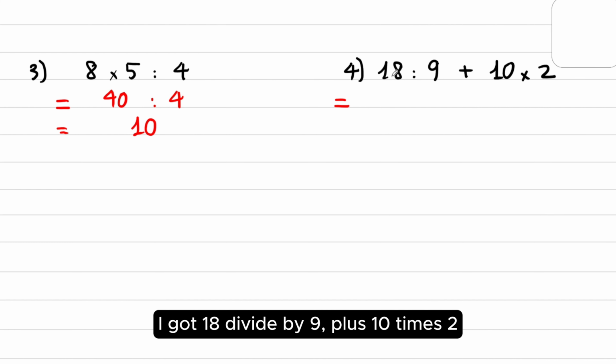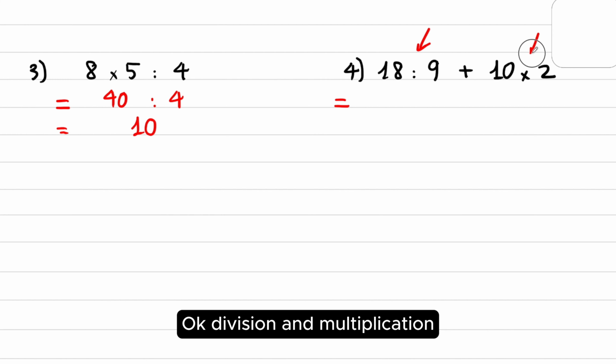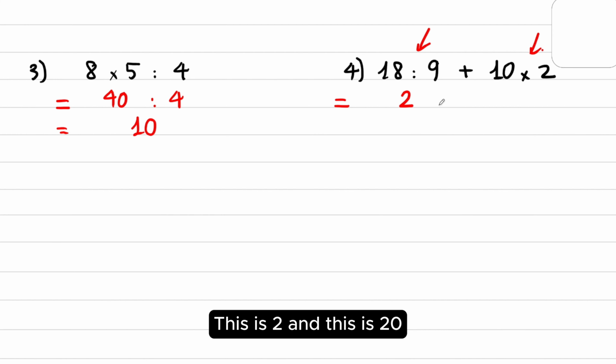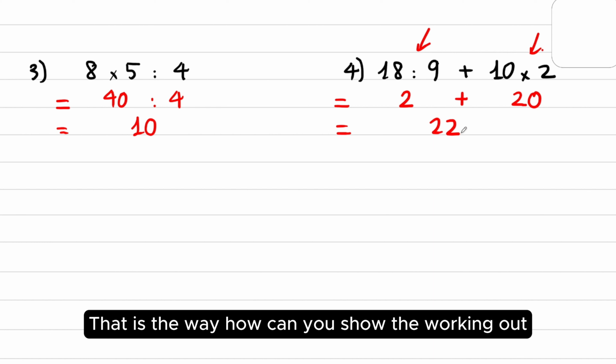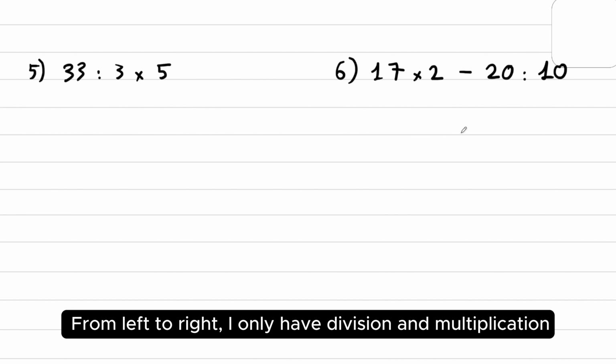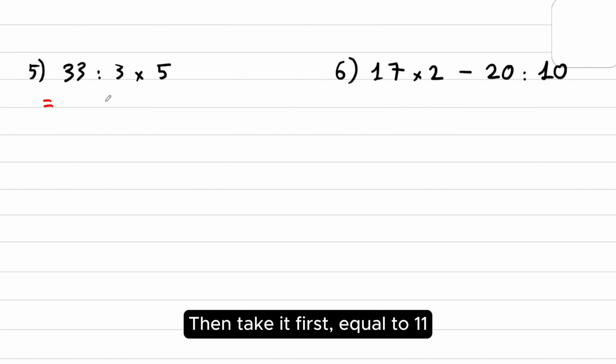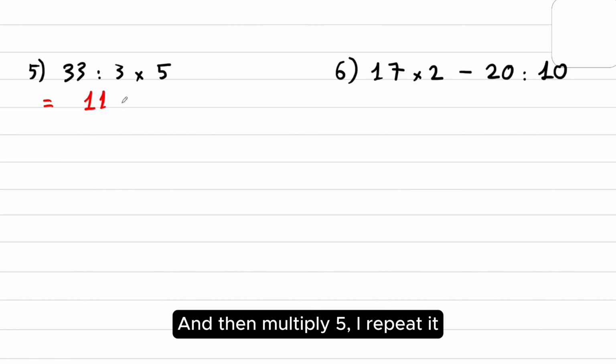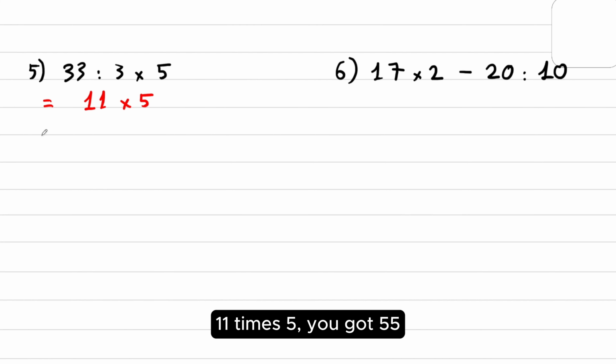Example 4, I have 18 divided by 3 and 10 times 2, with addition. Division and multiplication, so I will take those first. This is 2 and this is 20, and they add together. So 2 plus 20, you get 22. Yeah, that is how you solve the working out. Question 5. From left to right, I only have division and multiplication. 33 divided by 3, take it first, equals 11, and then multiply 5, I repeat. 11 times 5, you get 55.